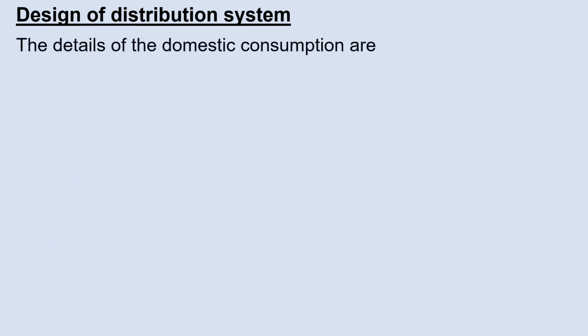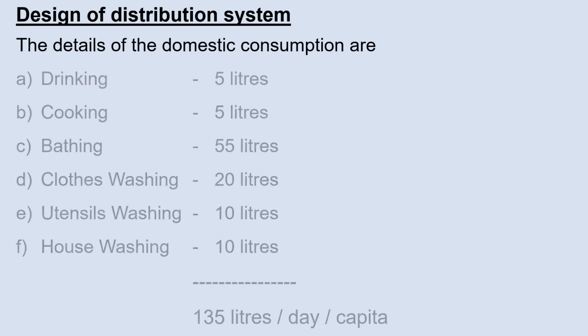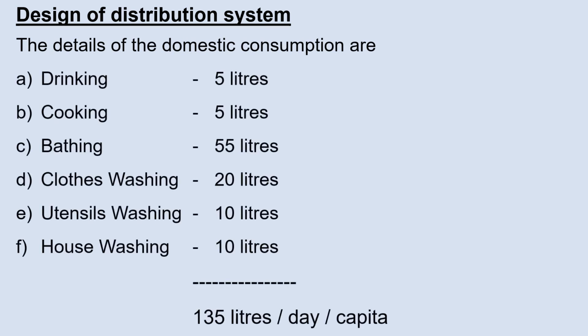The details of domestic consumption are: for drinking, we will be consuming 5 liters, for cooking 5 liters, for bathing 55 liters, cloth washing 20 liters, utensils washing 10 liters, house washing 10 liters. Total 135 liters per day per capita consumption of water.